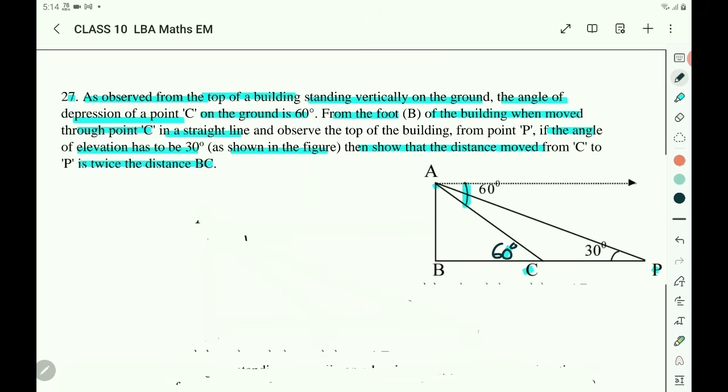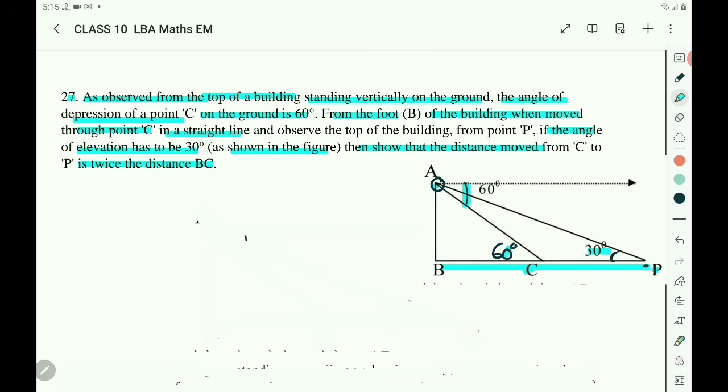P is a point. From the top of the building, the point P is viewed, and from that point P, the angle of elevation of the top is 30 degree. That is from the point B of the building when moved through the point C.